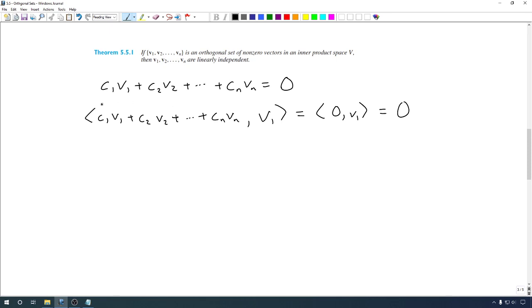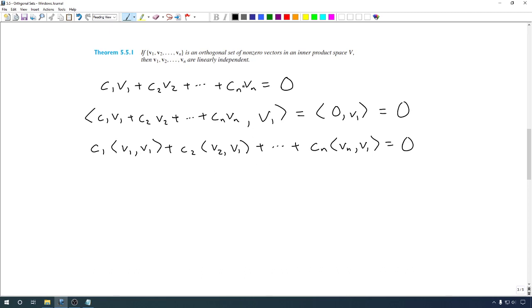Now how does this help? Well, we can break this apart. We have a linear combination in an inner product. We can split this up as c1 ⟨v1, v1⟩ plus c2 ⟨v2, v1⟩, and so on and so forth until we get to cn ⟨vn, v1⟩.